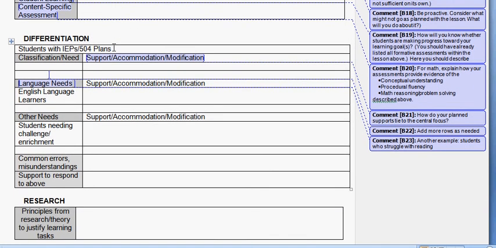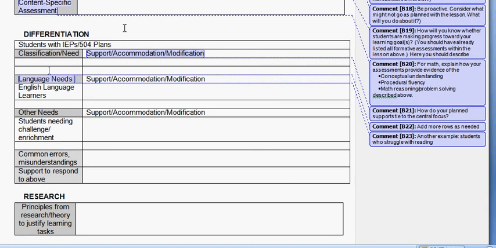Okay, the last section is differentiation, and this is certainly something that you would be talking about in some of your other courses, and I'm not going to talk specifically about this, but this is where you would list all of the needs that your students have with IEPs or 504s. The EdTPA usually requires that you have an English language learner in there, so for the sake of your capstone, even if you don't have an English language learner that you're dealing with, you might just make up a mock English language learner student, and then practice coming up with support for that student.